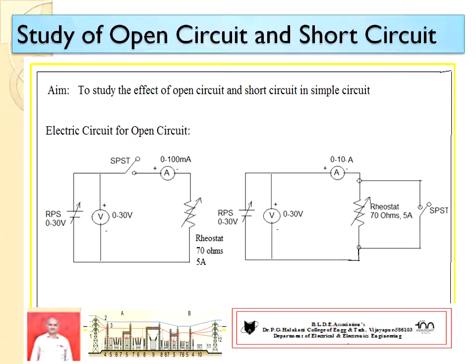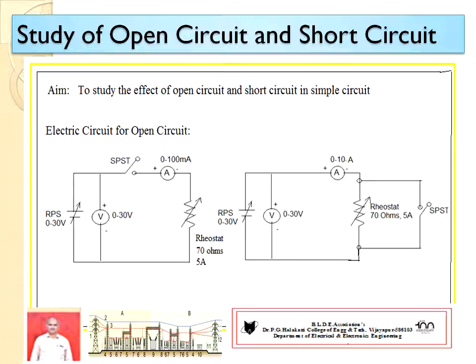So number 1, all of you see very clearly, we have to take a regulated power supply of 0 to 30 volts. Then from the plus terminal to one end of the SPST switch, that is, single pole single throw switch. The second point of the SPST switch is connected to the positive terminal of the ammeter.